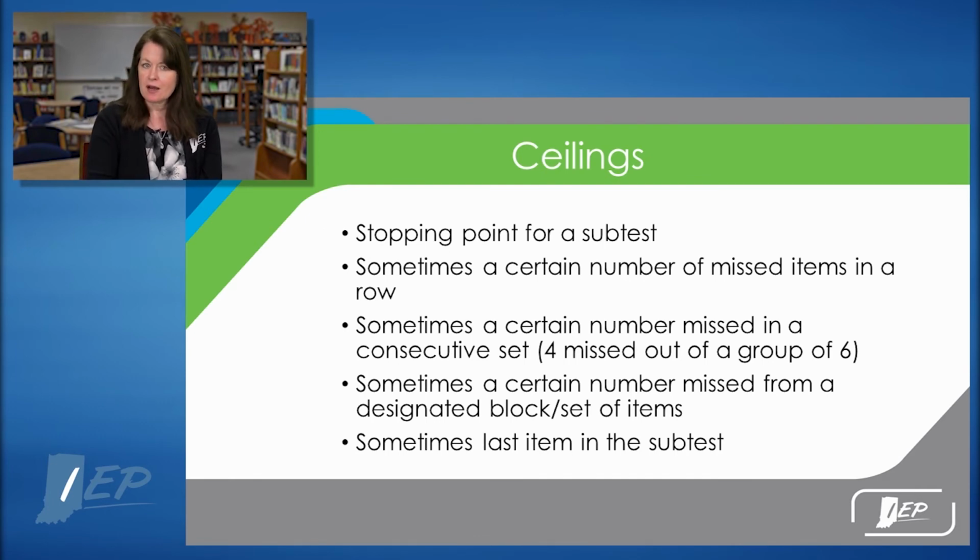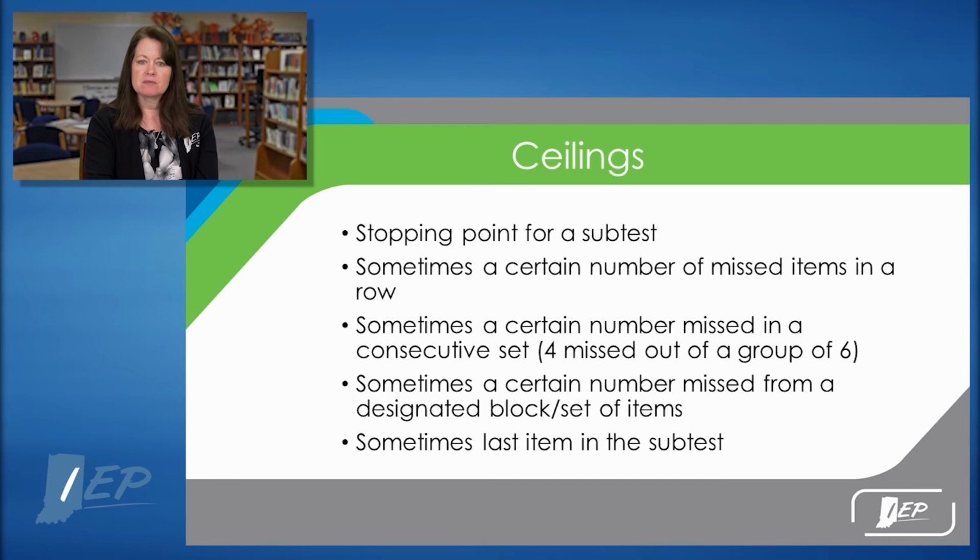Ceilings help us know when to stop. So we are either going to stop with the last question if we've never established a true ceiling, or we may have a rule for when we can stop sooner. And that rule may be a certain number of missed items in a row. It could be that we have a certain number from a group, 4 out of 6, 5 out of 6, that have been missed, and that can be a little problematic for keeping track of.